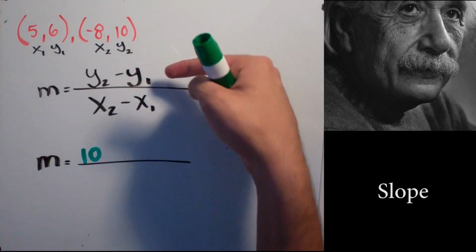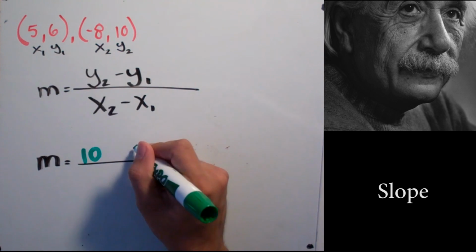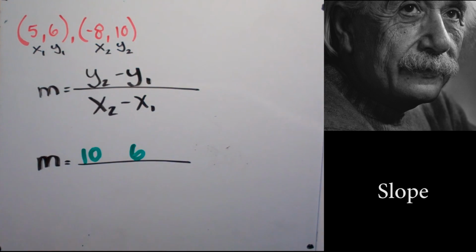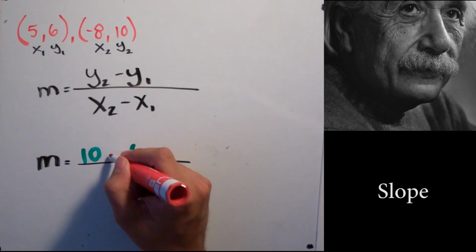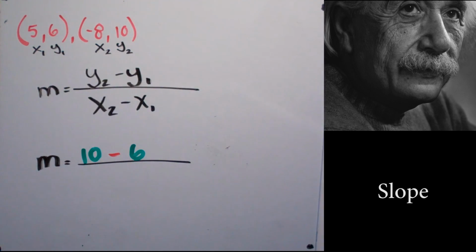Okay, what is my y1? Well, if I look over here, it's 6. I usually write my numbers first, and then I put a minus sign in between because we're subtracting here. So that tells me what I'm going to do.